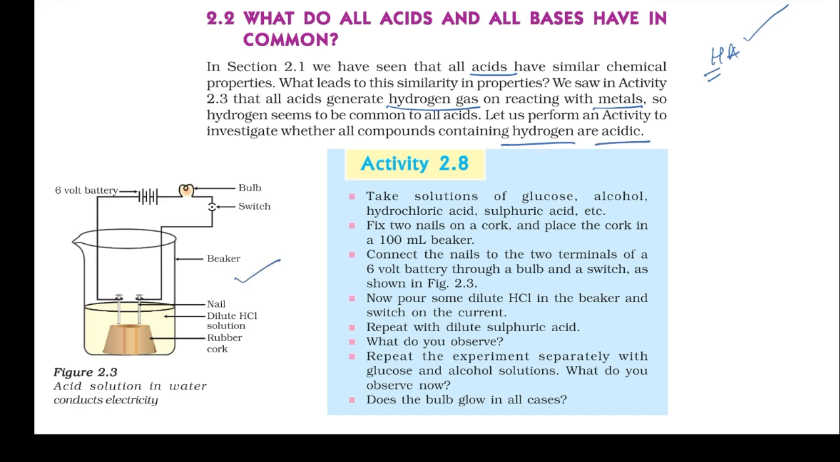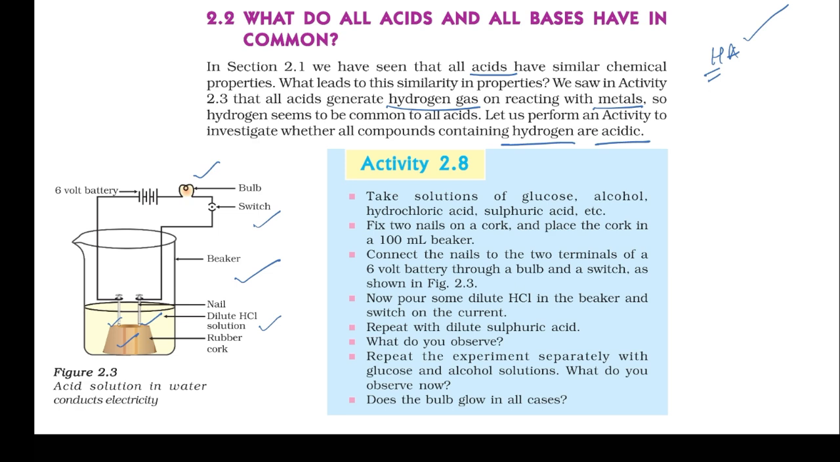This is the activity. In a beaker, take a dilute solution of HCl. This is a cork. These are two nails. Both the nails are connected to the terminals of a battery through a bulb and a switch.